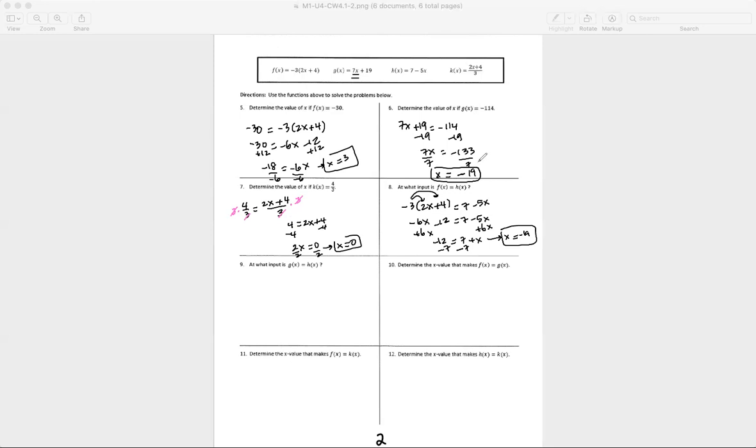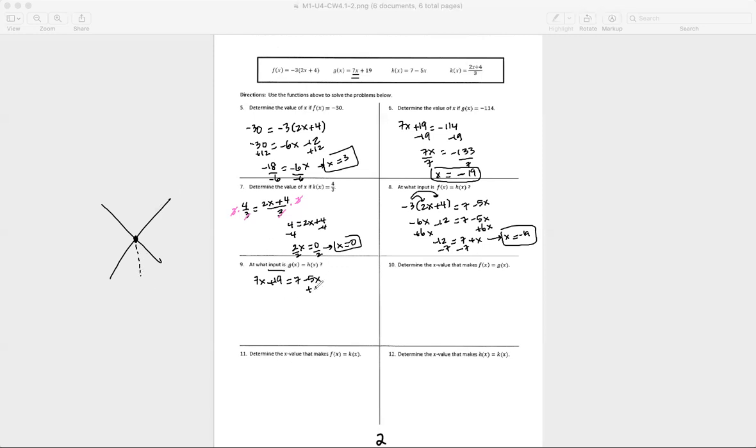That is correct. All right, for number 9, at what input is g of x equal to h of x? So when are g and h equal to each other? You're going to set them equal to each other. 7x plus 19, that's g of x, equals h of x, 7 minus 5x. When they say at what input, that means give me the x value. Find me the x value for which these two would be equal. That means tell me when their graphs meet, but I don't want the x and y values of this point. I want the x value of this point where they meet.